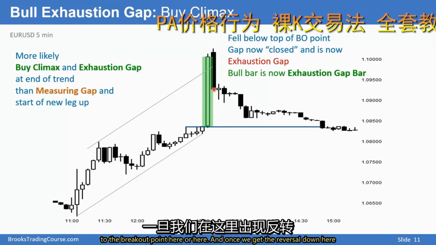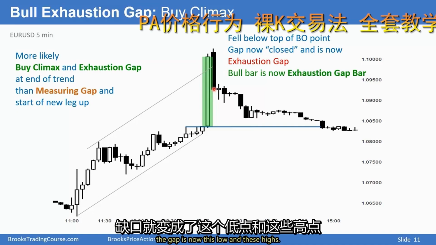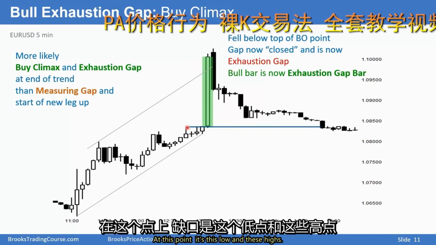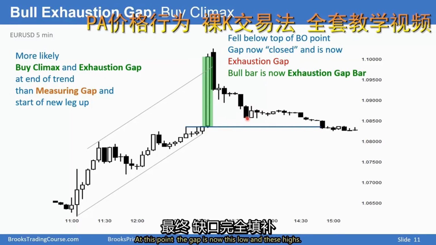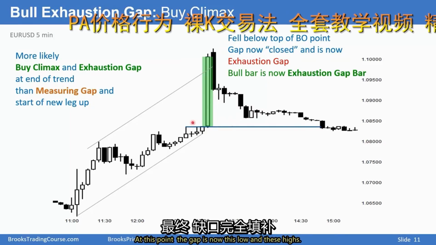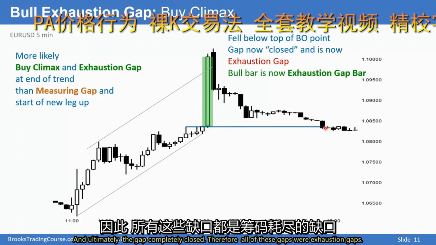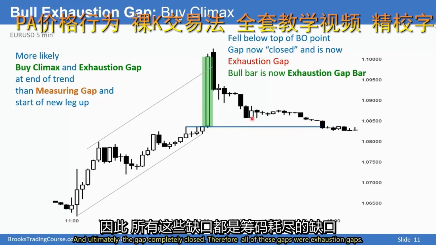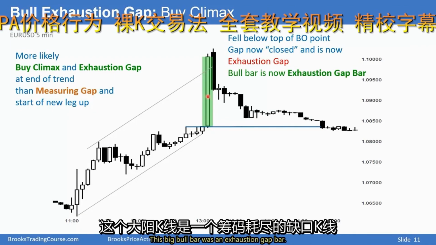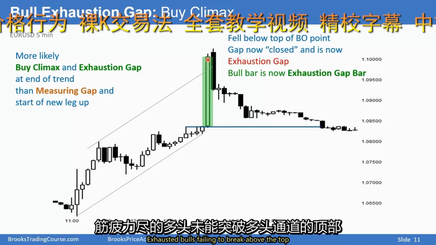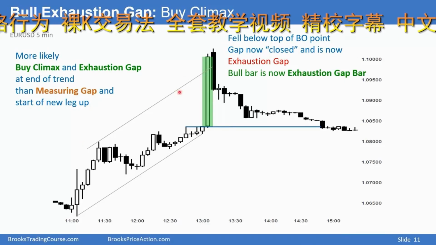And once we get the reversal down here, the gap is now this low and these highs. At this point, it's this low and these highs. At this point, the gap is now this low and these highs. And ultimately, the gap completely closed. And therefore, all of these gaps were exhaustion gaps. This big bull bar was an exhaustion gap bar. Exhausted bulls failing to break above the top of a bull channel.